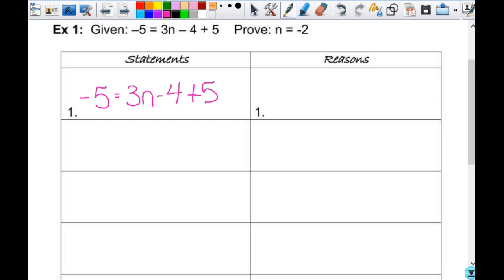Thank you. All right, so there's my first statement. How did I know that that is what I'm trying to solve? How do you know that that's what we're supposed to do? Because they gave it to you, right? So it's given to you. So your reason is given. Although given is used as a reason, the word prove is never a reason. Okay? So that was given to me.